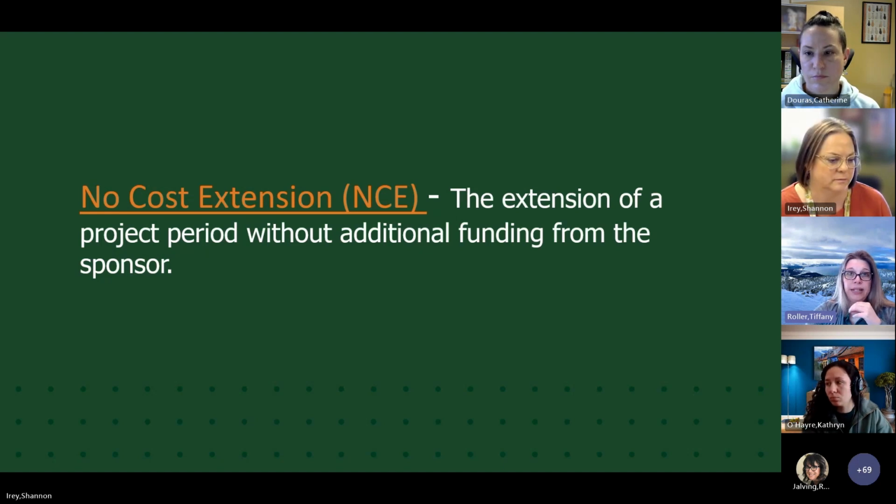Are there subawards that also need to be extended? Very true. Associated cost share accounts may need to be extended.